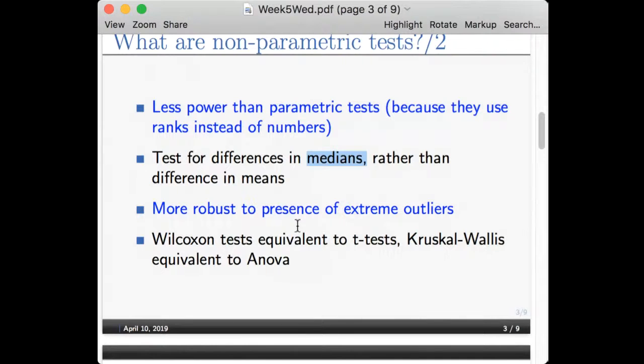Okay, so the Wilcoxon tests are equivalent to the t-tests, and the Kruskal-Wallis test is equivalent to ANOVA. That's pretty much all you need to know, other than how to use it, which is what I'm going to demonstrate, at least for the Wilcoxon test.